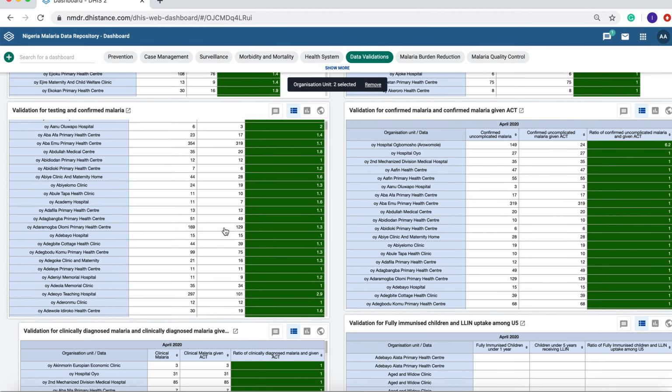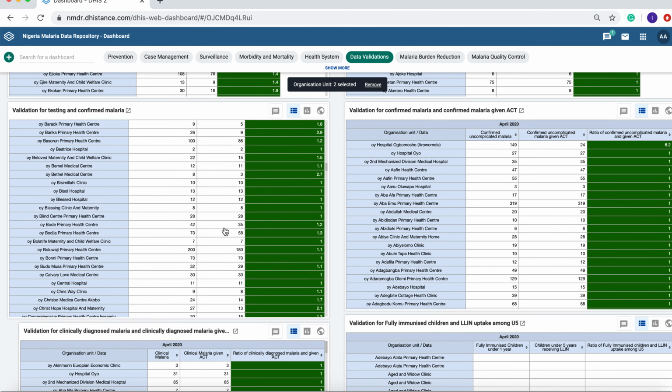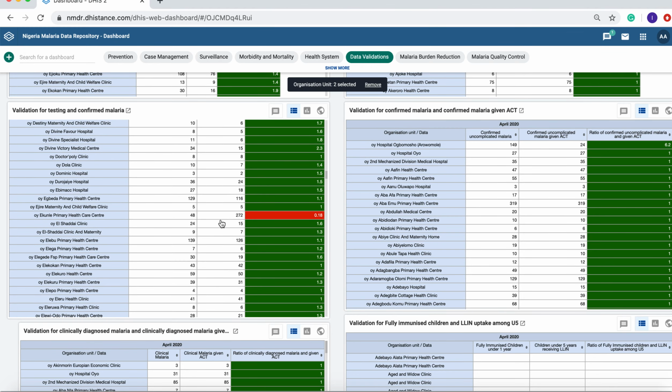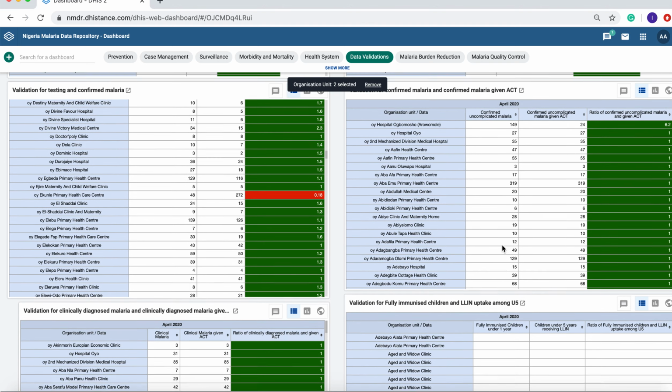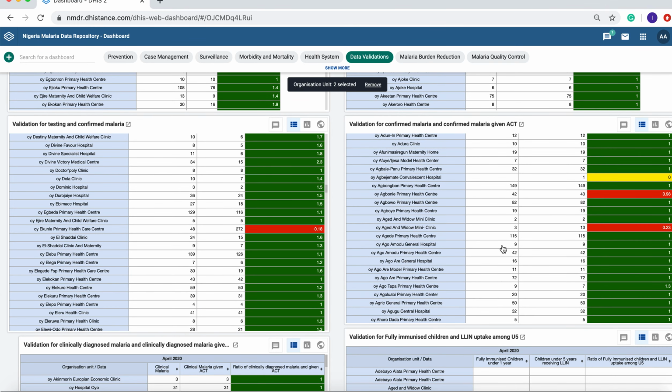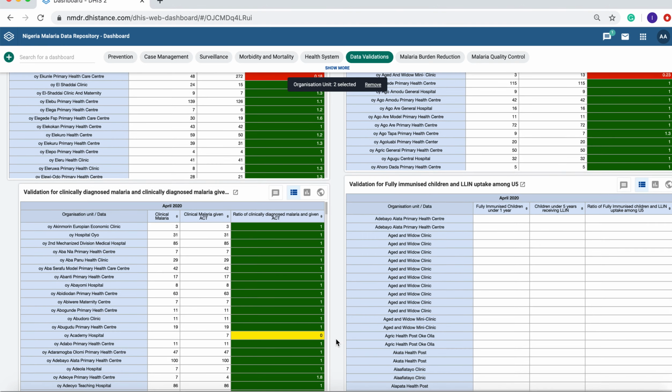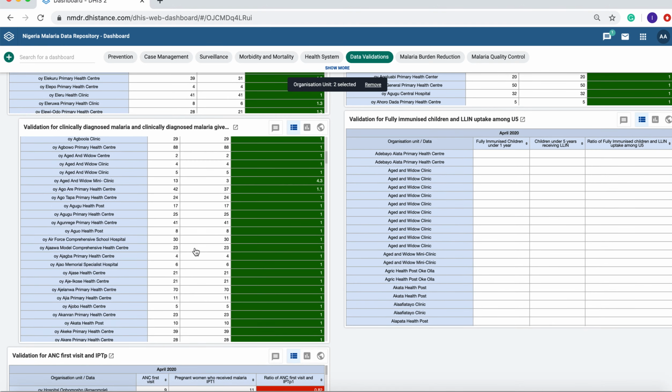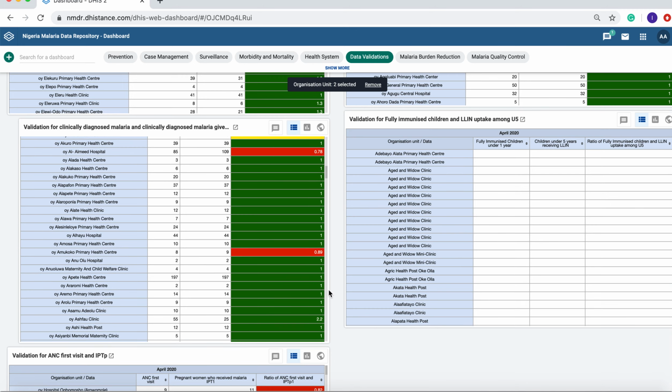Going to the next, you can also see. It provides you with a snapshot, so you can see this is actually illogical. Collier Primary Health Center presented confirmed malaria cases to be 272, whereas those that actually got tested by either test type is only 48. So this will now provide you with a way to see that something is wrong. The same thing here, those that are confirmed are receiving ACT. Those that are clinically and then confirmed that receive ACT, you can see.